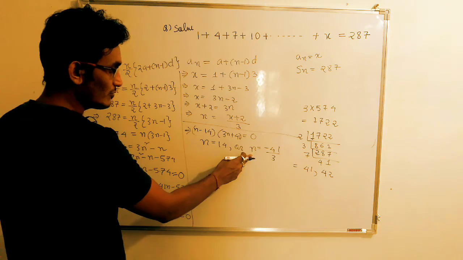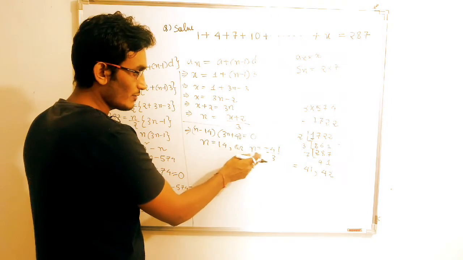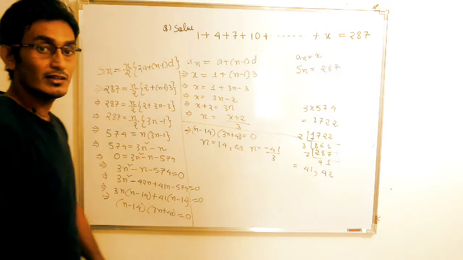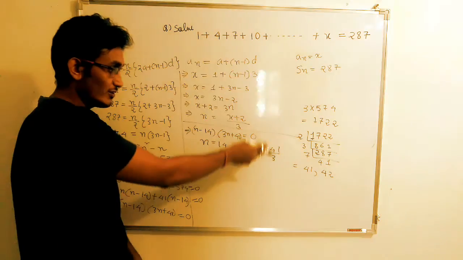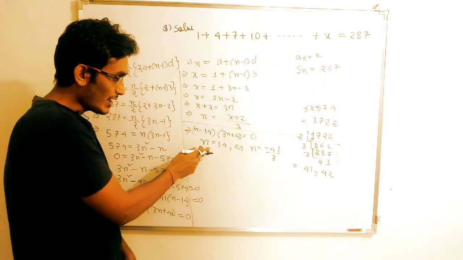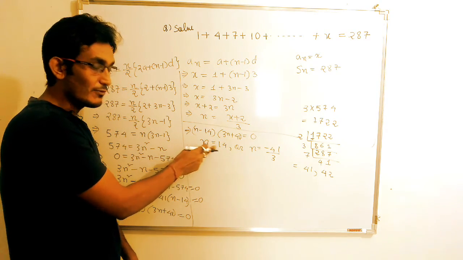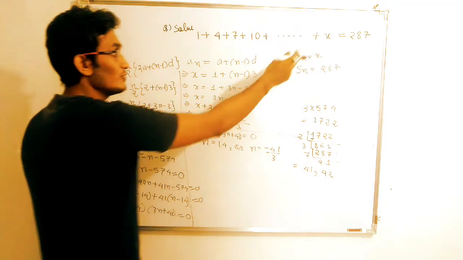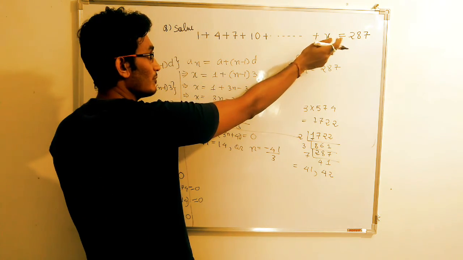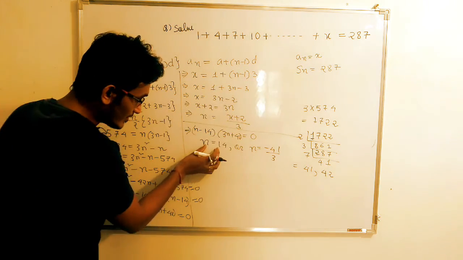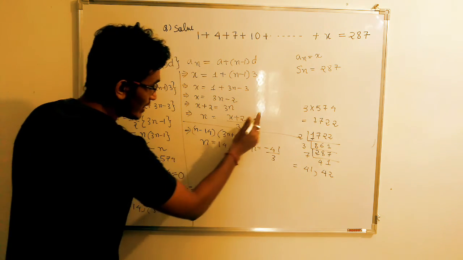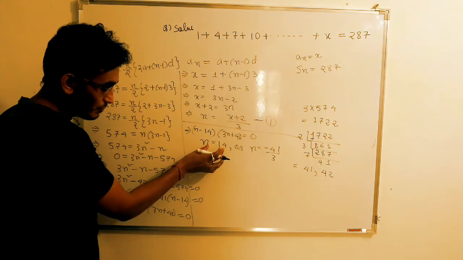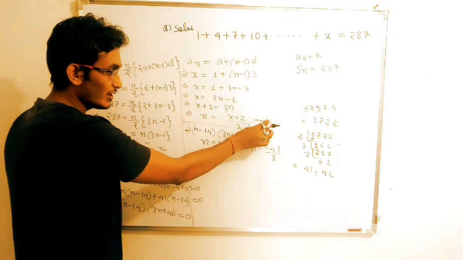Since the values of n should not be in fraction because n represents the number of terms, how many terms the given AP has, it should not be in fraction. So n should be 14. n should be 14 means how many terms are there? There are 14 terms. Since our aim is to find out the values of x, this value of n we need to put in equation 1. Suppose our previous equation was 1. We need to put the value of n equals 14 in the given equation.